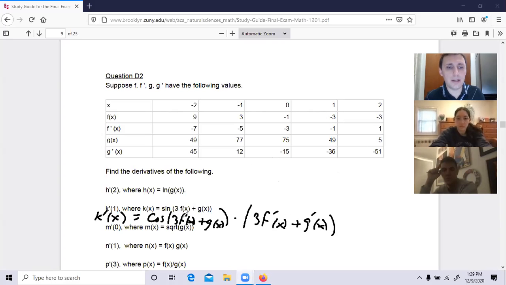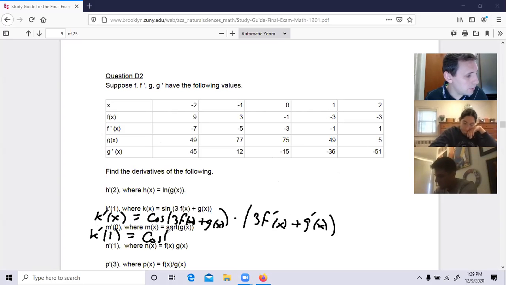We simply now plug in the value. So we need it at 1. So instead of x, I plug 1. So we have k prime of 1. It's cosine of 3 times what's f of 1. I look into this column. F of 1 is minus 3. So it would be 3 multiplied by minus 3, or minus 9, right? Plus g of 1. G of 1 is 49, right? So it's 49 minus 9.